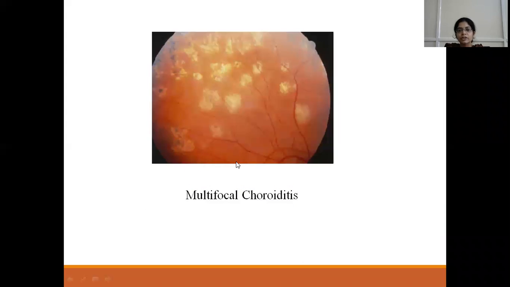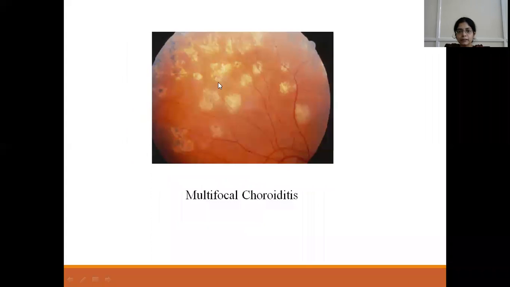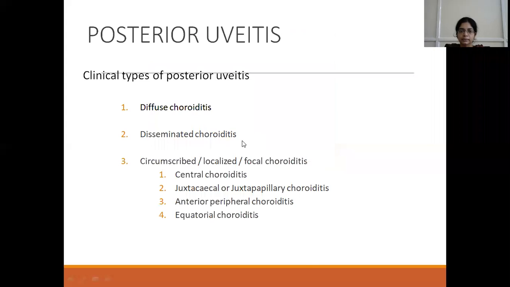Now, this is a picture of multifocal choroiditis. Disseminated is also known as multifocal choroiditis, where you have multiple spots of choroiditis which are confined and small. These are not extensive, as you can see. These are small patches of inflammation, but they are multiple, and they are spread over a greater part of the choroid. So this is known as multifocal choroiditis.